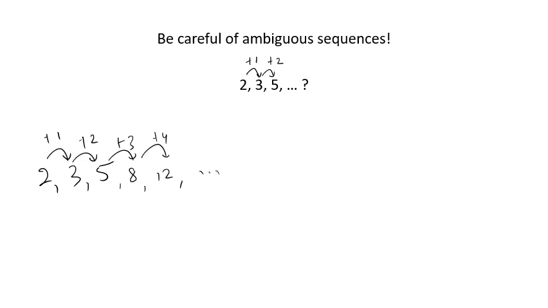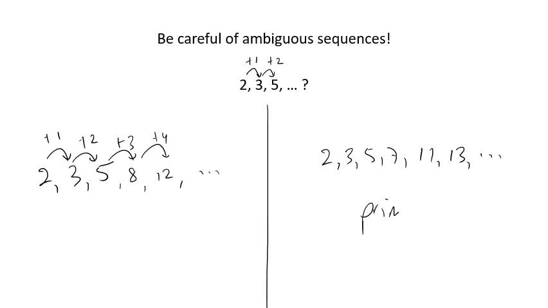This could also be 2, 3, 5, 7, 11, 13. So this could be the sequence of prime numbers. And that works as well. That's also a defined sequence. So we want to be really careful when we give a sequence, that we give as many terms as we can, so that we can really see what's going on in the sequence and it's not ambiguous or vague for our students or for ourselves.